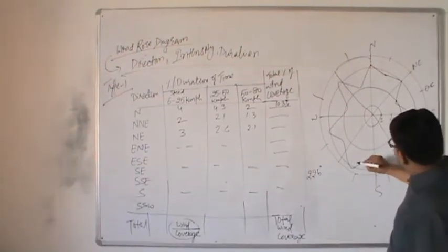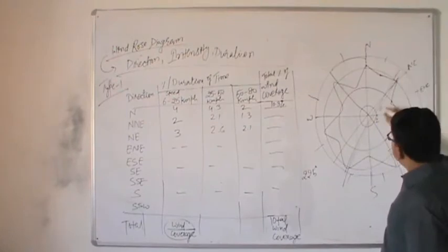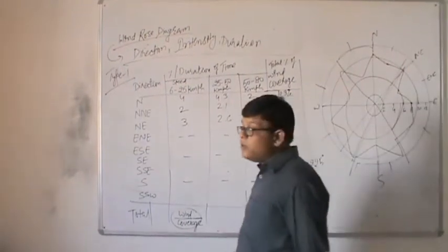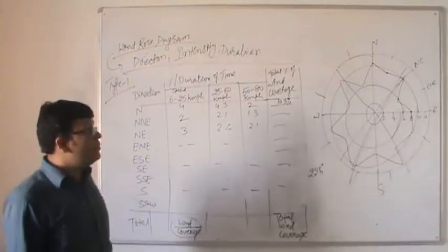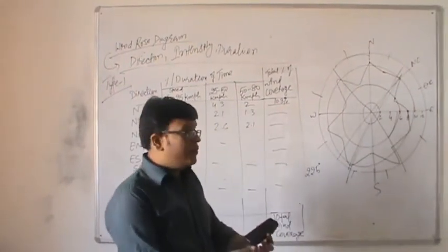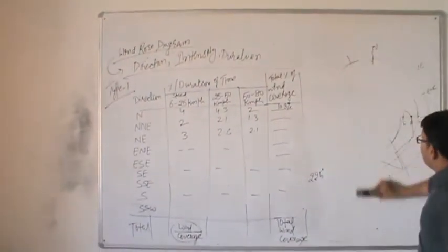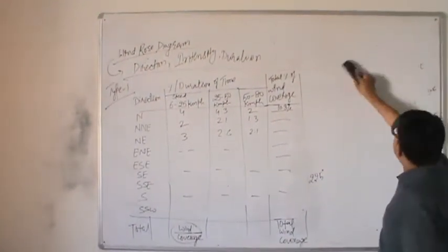Then the longest line will give you the direction of runway. After doing this Windrose diagram, the line which is the longest will give the runway direction. So similarly, in this way, we prepare the Windrose diagram of type 1.